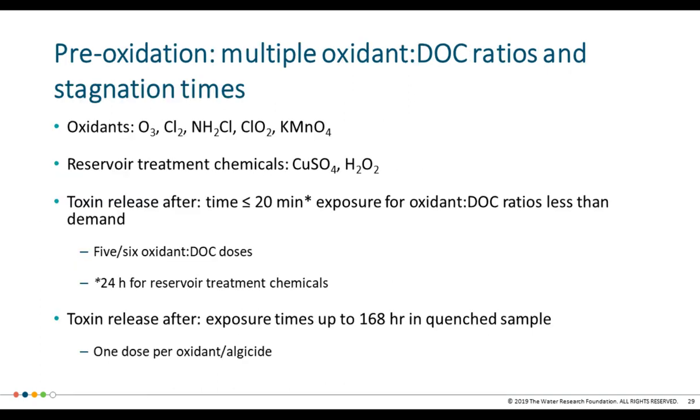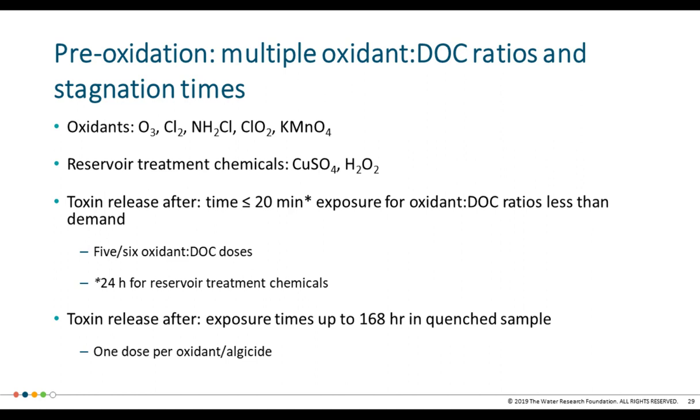Here we are going to talk about pre-oxidation of the cyanobacteria cells. For these assays, we use oxidant agents that are used during drinking water treatment processes, either at pre-oxidation or post-oxidation, so ozone, chlorine, chloramine, chlorine dioxide, and permanganate. And we also use oxidant agents that are used for reservoir control, so copper sulfate and hydrogen peroxide.